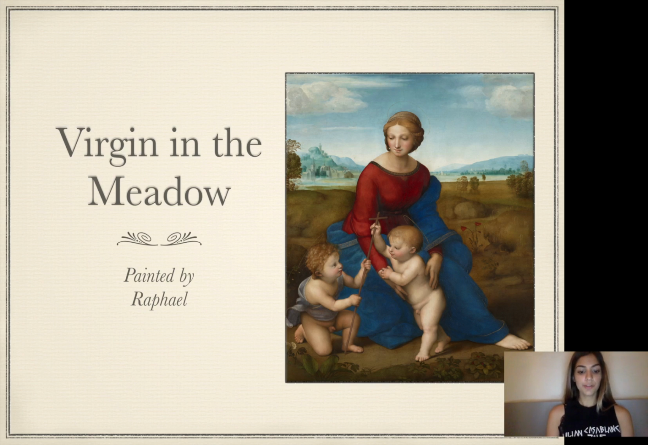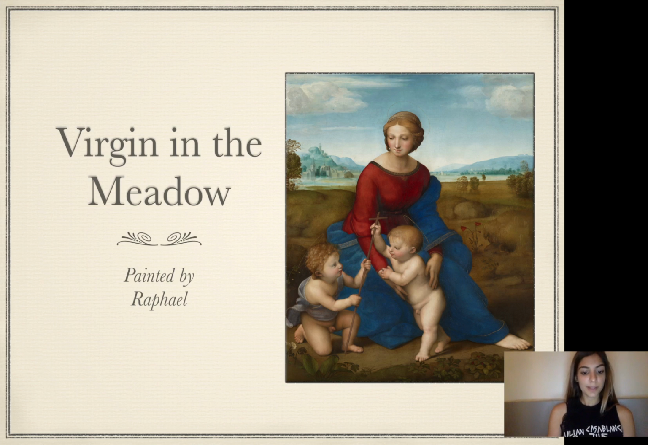Virgin in the Meadow shows the Virgin with Christ and St. John the Baptist in a highly serene and tender moment against a landscape backdrop, which places the scene in a Tuscan setting. In addition to being the cousin of Christ, St. John the Baptist was the patron of Florence, making his presence here in a Florentine setting very appropriate.